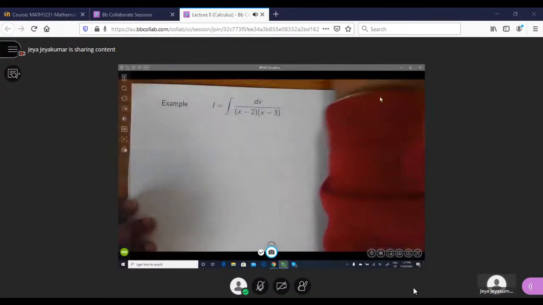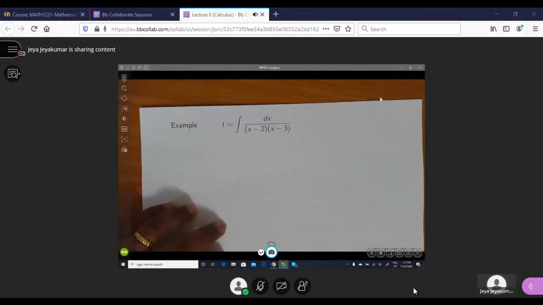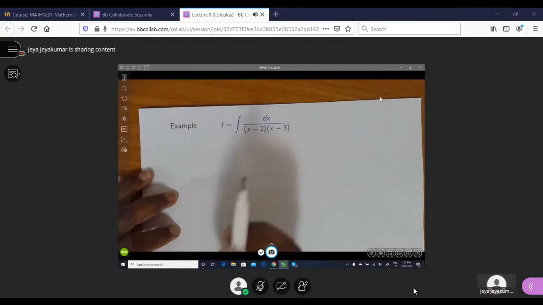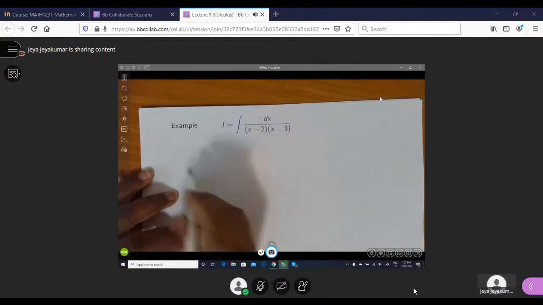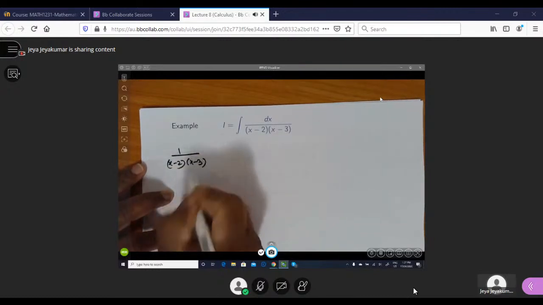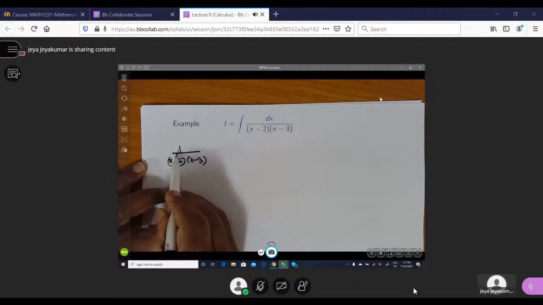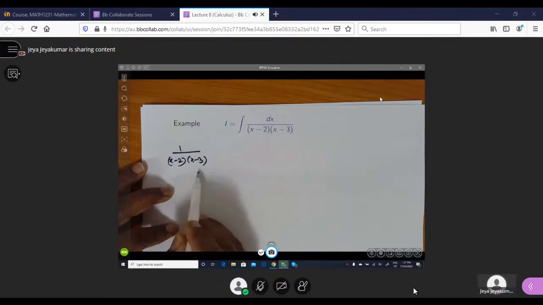Next example. This is 1 over x minus 2 times x minus 3. Let's see how we can do this. Now, the first thing you want to check is the degree of the polynomial at the top and the degree of the polynomial at the bottom, x minus 2 times x minus 3. So that's a proper rational function. That's fine because the denominator is degree 2 and the top is constant. And the second thing you want to do is check whether the denominator has been completely factorized or not. Yes, it has been completely factorized. You cannot factorize anything further.